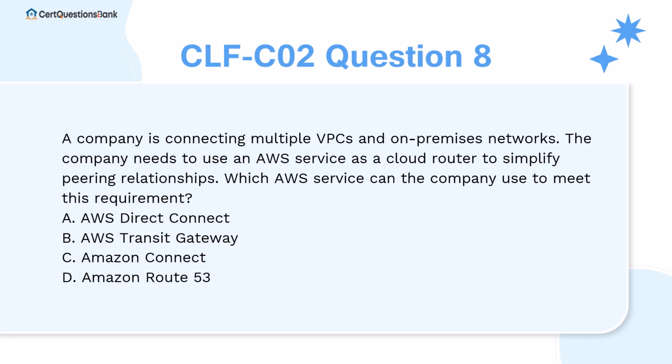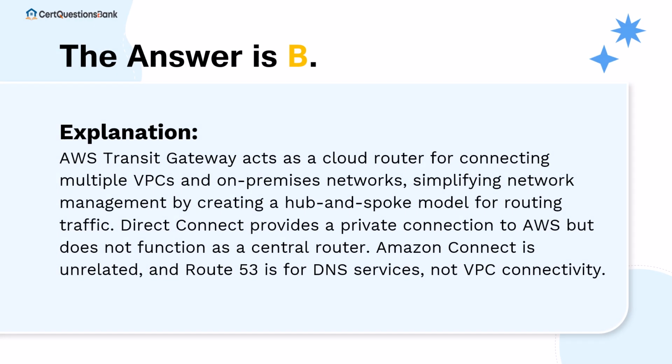A company is connecting multiple VPCs and on-premises networks. The company needs to use an AWS service as a cloud router to simplify peering relationships. Which AWS service can the company use to meet this requirement? A. AWS Direct Connect. B. AWS Transit Gateway. C. Amazon Connect. D. Amazon Route 53. The answer is B.